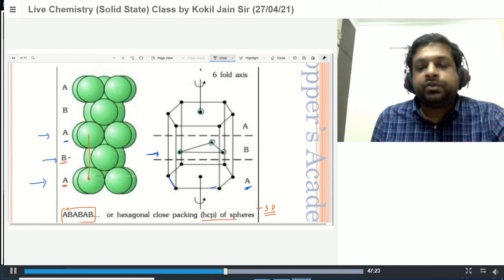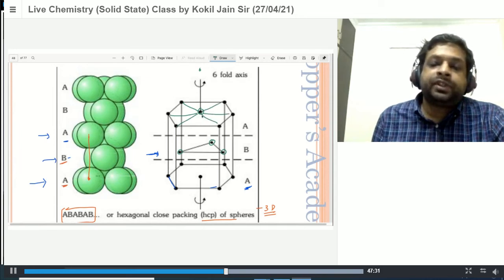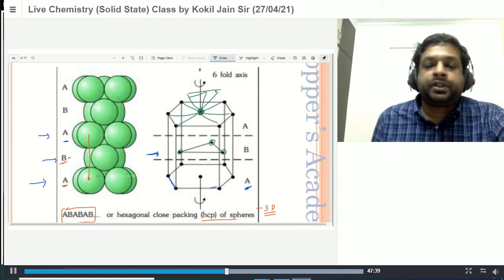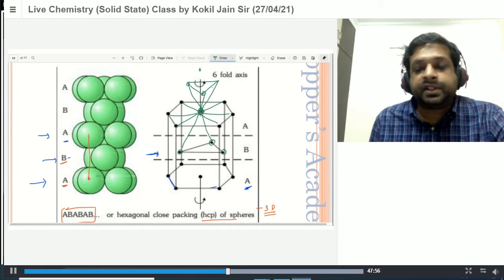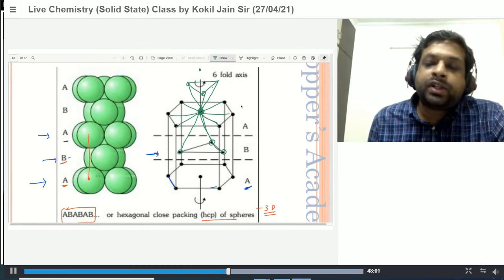So effectively 12 elements are at the same distance from this single sphere here. Like this one. Let me draw better. This is like this. This would be like here, and we can draw like this. And these are at the same distance as here. Now, so effectively we get a coordination number of 12 here.